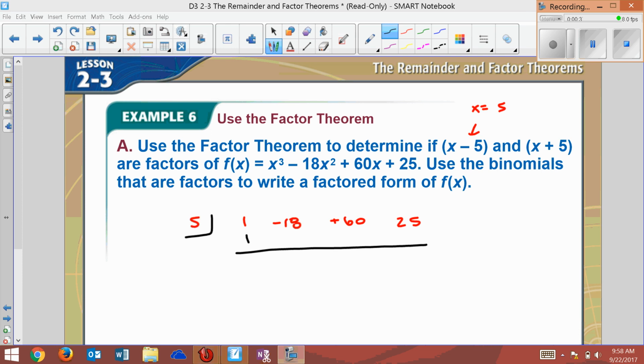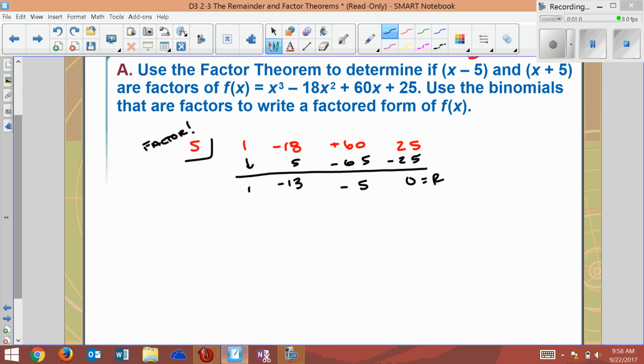So I'm going to pull this down. 1 comes down. 1 times 5 is 5. So that leaves me with negative 13. Negative 13 times 5 is negative 65, which is going to leave me with negative 5 here. 5 times negative 5 is negative 25. So we have 0 for our remainder. So this is a factor. Okay?